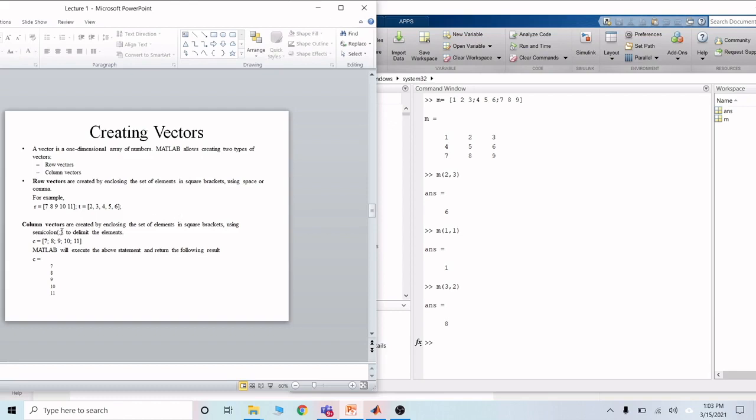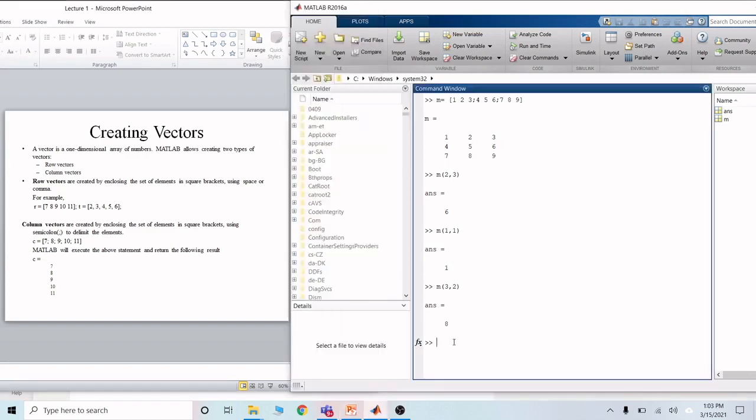For example, this. And a column vector is also created by enclosing the set of elements in square brackets, because a column vector is also a special type of array. Using semicolon to separate the rows.